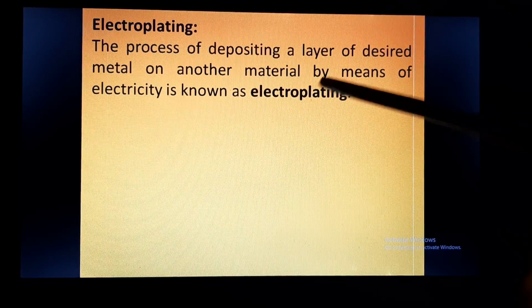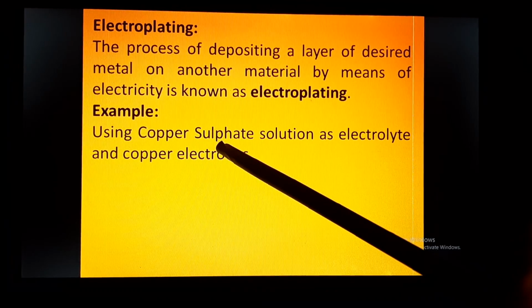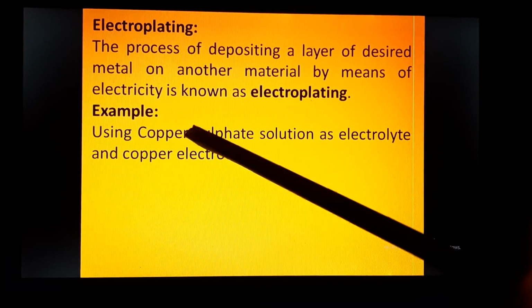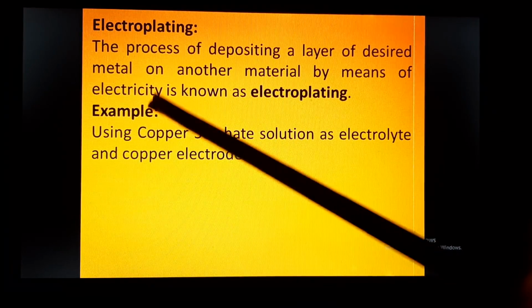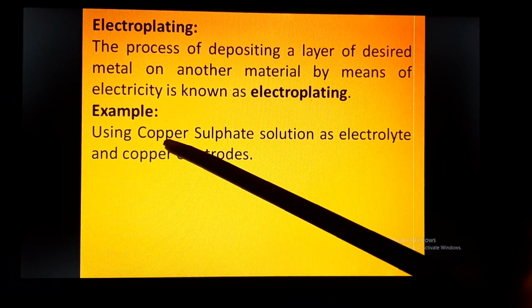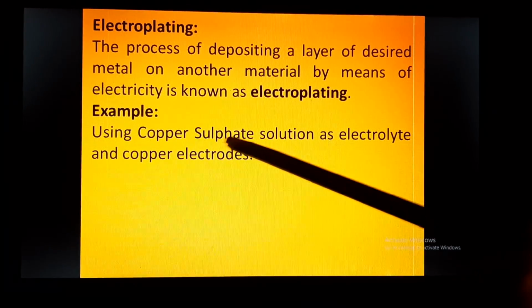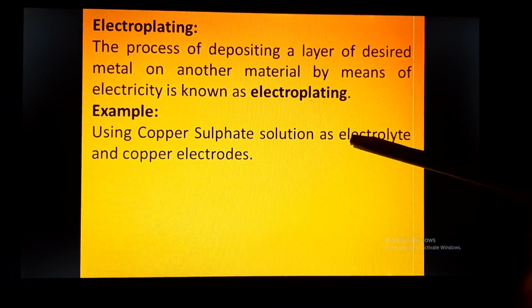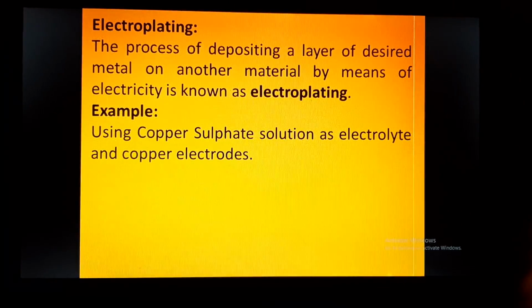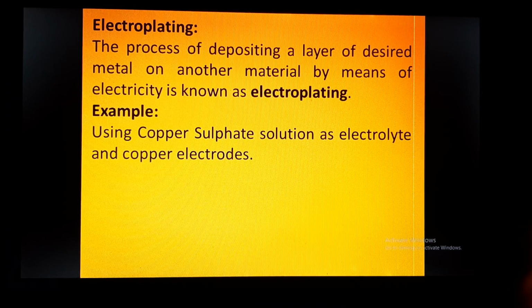The process of depositing a layer of desired metal on another material by passing electricity through a solution is called electroplating. Example: using copper sulfate solution. Copper sulfate is a salt and it is an electrolyte. When copper sulfate is dissolved in water, it breaks down into ions, copper +2 and sulfate -2. Copper forms a copper cation and sulfate forms a sulfate anion. Is it clear? Copper sulfate forms ions, therefore it is an electrolyte and an electric solution.